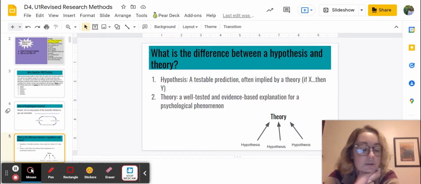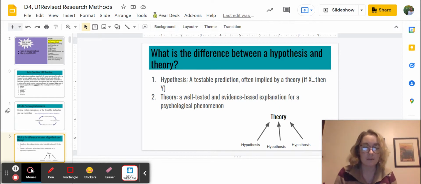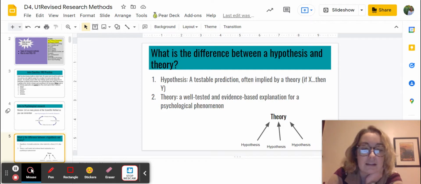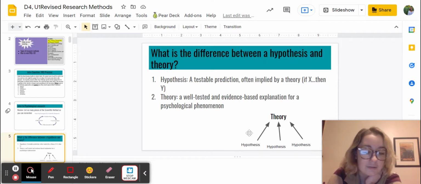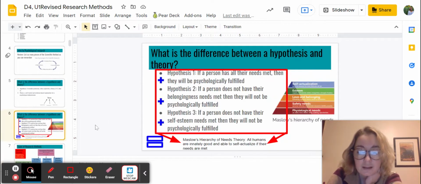All right. So, the difference between hypothesis and theory, two similar terms. You can think of a hypothesis as your initial guess, on a smaller scale. Once you test several hypotheses and put those together, you can form a theory, which is a well-tested and evidence-based explanation for a psychological phenomenon. So, right, you can't have a theory without any evidence to prove it. So we need several hypotheses that have been proven in order to build that into a theory. So several proven hypotheses form a theory.